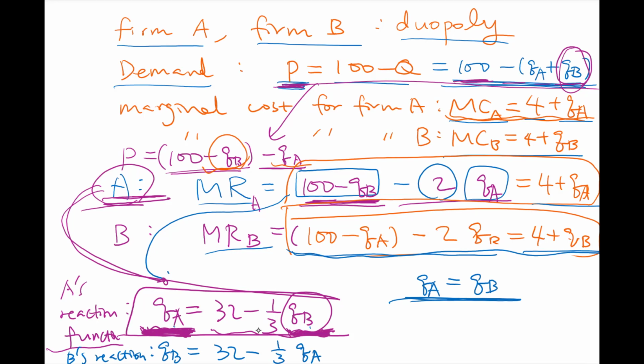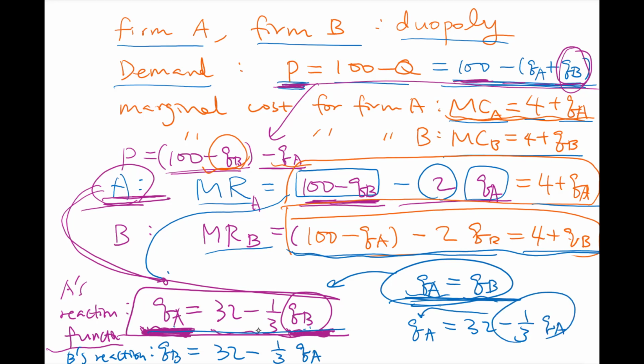By swapping A and B, everything is the same, which means the optimal quantity decision will be the same. So using this intuition, you can replace QB with QA. Then QA will be 32 minus 1/3 QA, right? Moving this one to the left, you have 4/3 QA equals 32. Therefore, let's multiply 3/4 on each side, right?